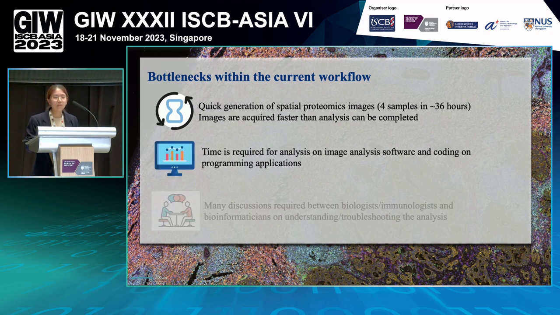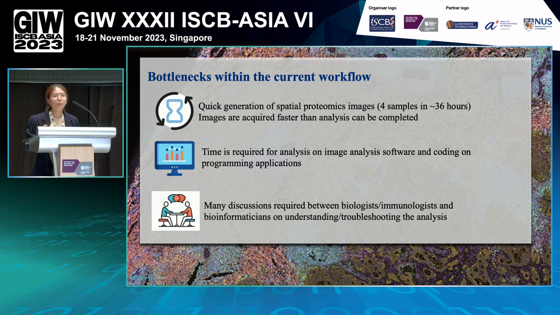So these are some of the bottlenecks within our current workflow. Firstly, images are acquired really quickly. Like I mentioned, every batch run that we have, we obtain the images of 4 samples within 36 hours. So that's 1.5 days. That's really fast, and sometimes analysis can be very complex and takes time to complete.